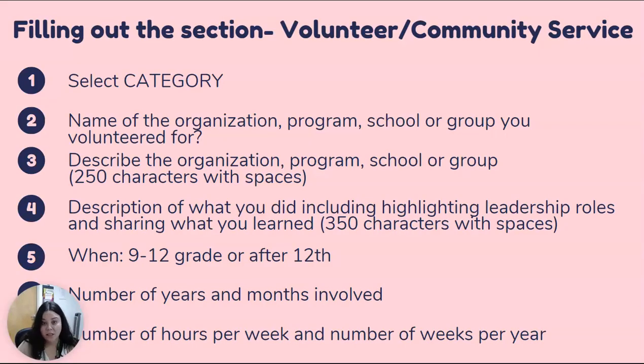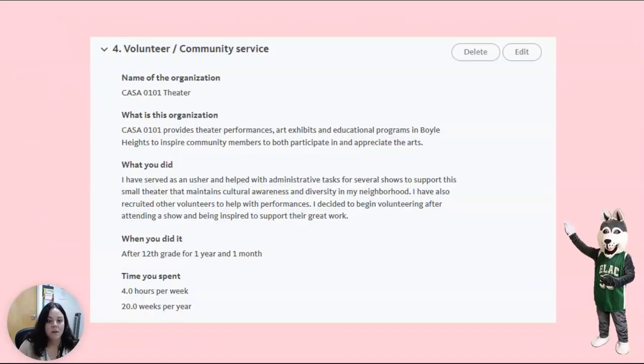The fourth category is volunteer and community service. Again, here, you select the category of volunteer and community service. You have to give the name of the organization, the program or school or group that you volunteered for. You have to describe the organization, program, school, or group. And then you have to give a description of what you did, including highlighting leadership roles and sharing what you learned through your activity. You have to explain when you did it, how many years and months you were involved, and then the number of hours per week and number of weeks per year that you were involved as well. So let's look at an example of volunteer and community service.